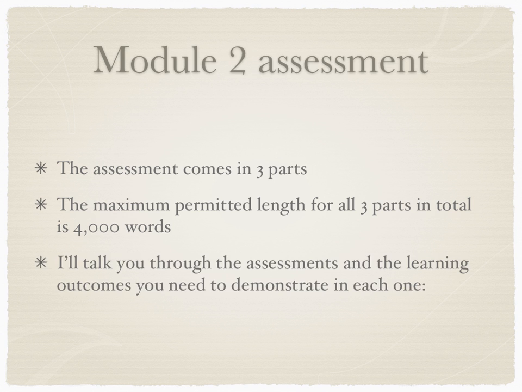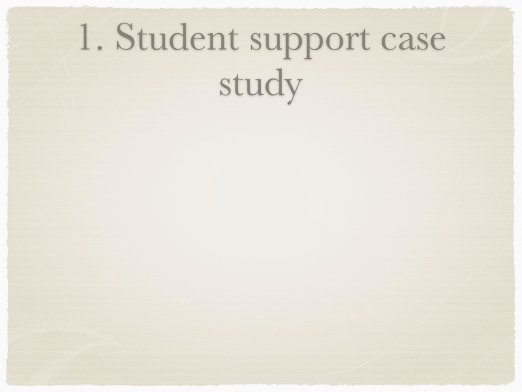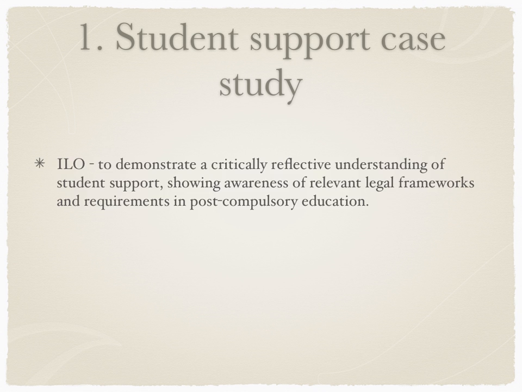So let me talk you through the three different parts and the learning outcomes you need to demonstrate in each one. So the first thing that you need to write is a student support case study. And the outcome there is to demonstrate a critically reflective understanding of student support, showing awareness of relevant legal frameworks and requirements in post-compulsory education. So to unpack that, what you're asked to write about here is a situation where you've either given an individual student or a particular small group of students some specific extra support for whatever reason.